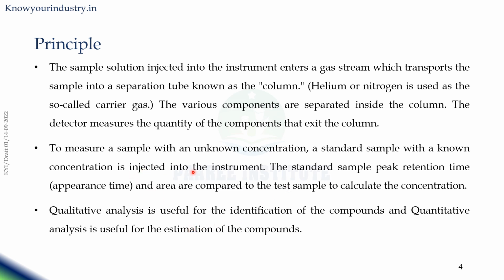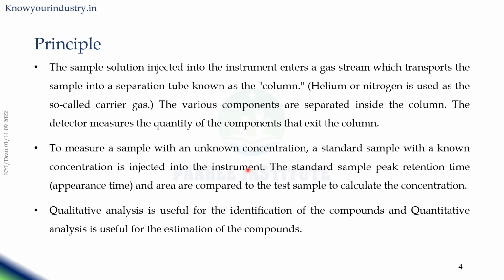When we measure a sample with an unknown concentration, parallelly, a standard sample with a known concentration is also injected into the instrument. Then the standard sample peak retention time and area are compared with the test sample to calculate the concentration. So basically, for the compound we are going to analyze, the standard for that particular compound will also be injected. Then the peak area of the standard will be compared with the sample.